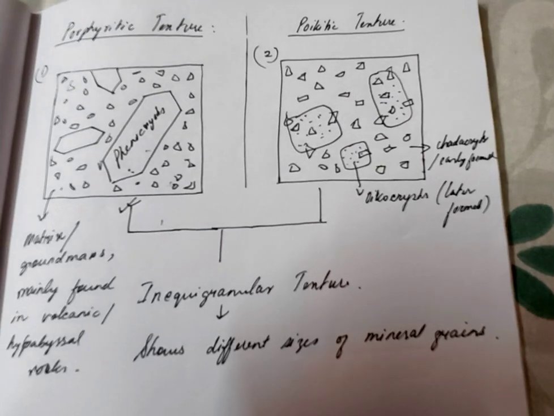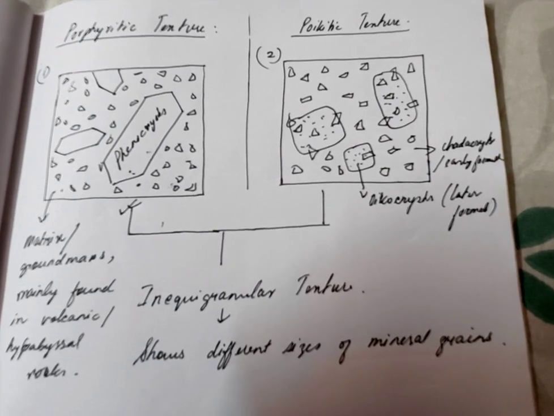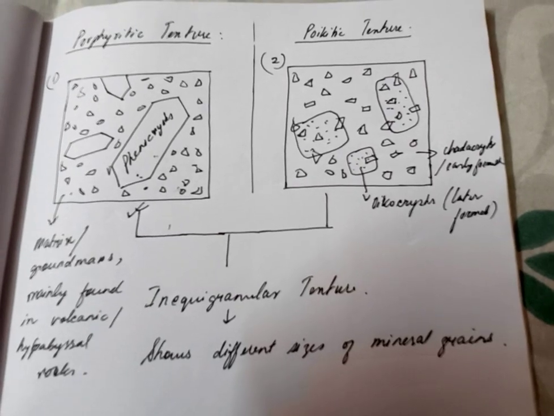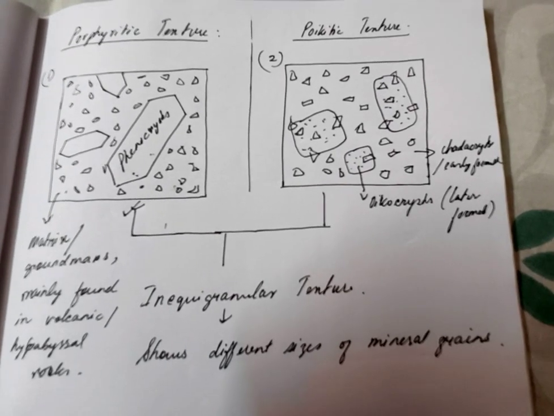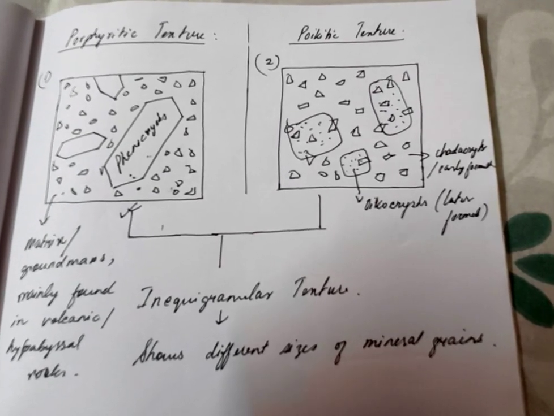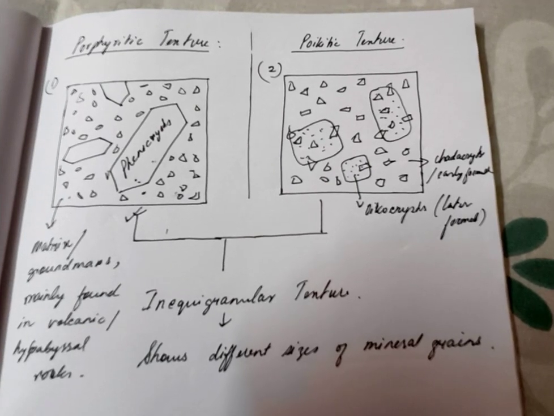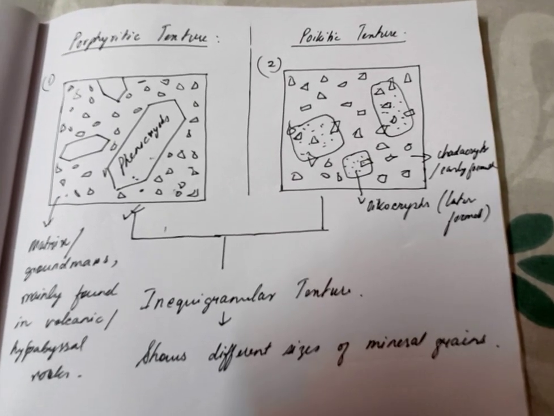So we all know the volcanic rocks are those igneous rocks which are formed on the surface of the earth when the magma gets extruded onto the surface of the earth, while the hypabyssal rocks are those rocks which are formed close to the earth's surface, in between volcanic and plutonic rocks.